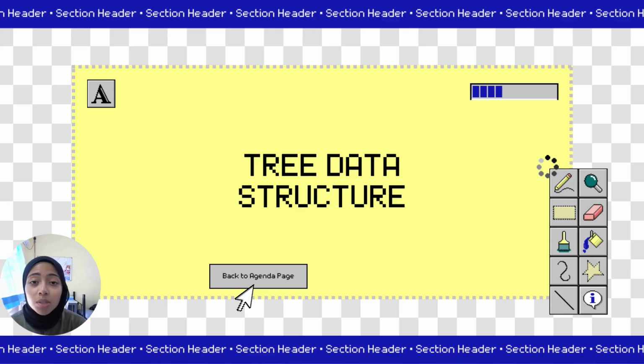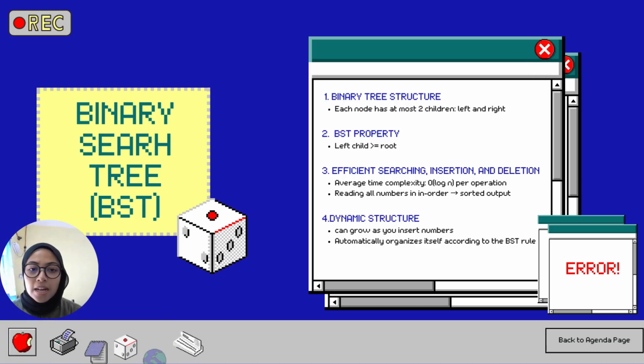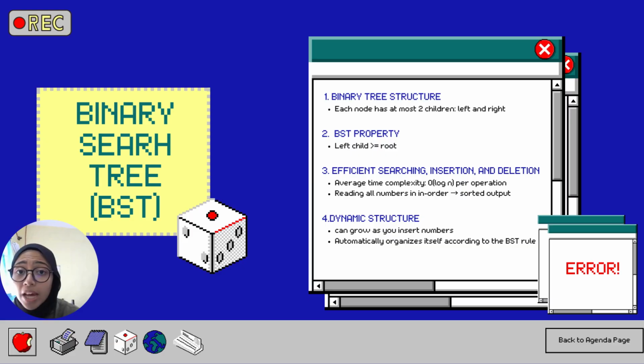For this part, I will be talking about tree data structure. First, let's talk about BST, which is binary search tree. A binary search tree is a type of binary tree where each node has at most two children, which are the left and the right children.